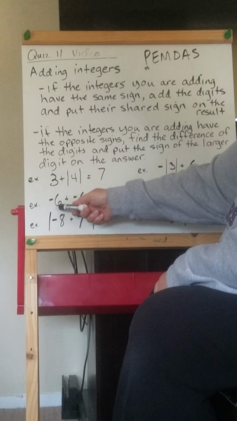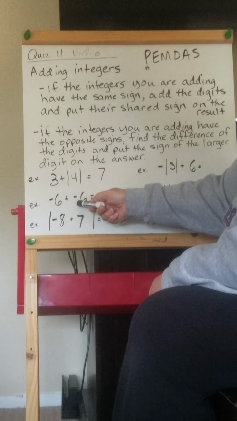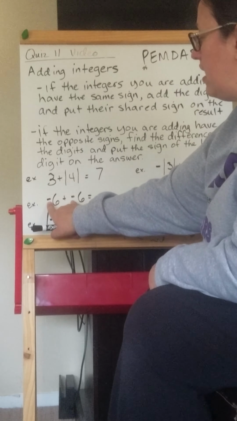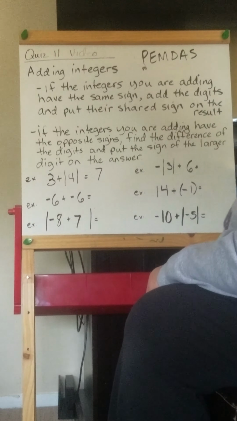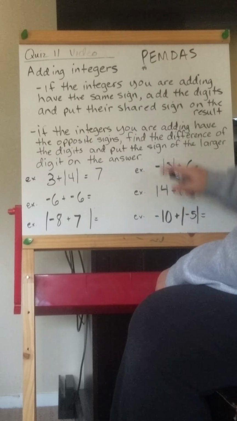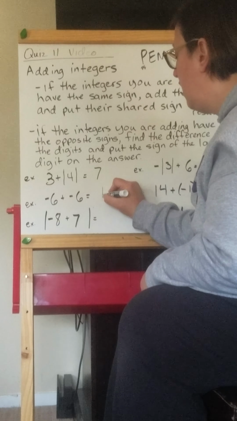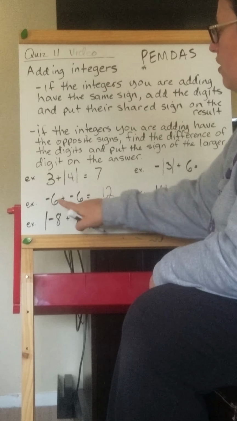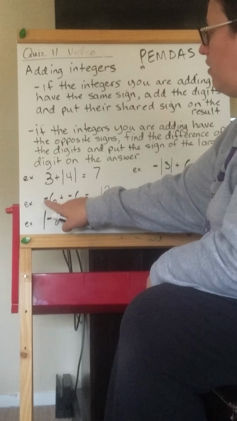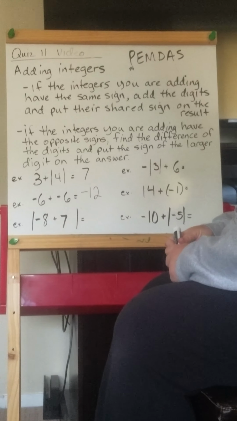All right, the next one, we have a negative 6 plus a negative 6. Notice they both have the same sign. If the integers you're adding have the same sign, add the digits and put their shared sign on the result. So 6 plus 6 is 12. And what's the sign that they share? They share a negative sign. Our answer is going to be negative.